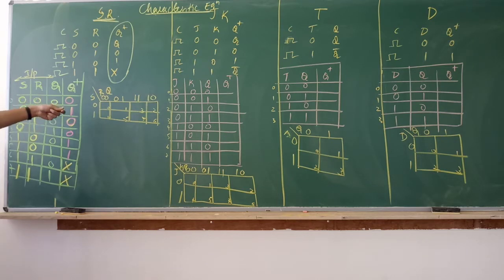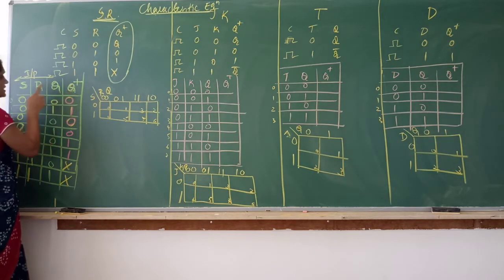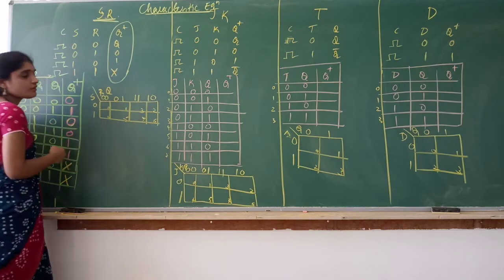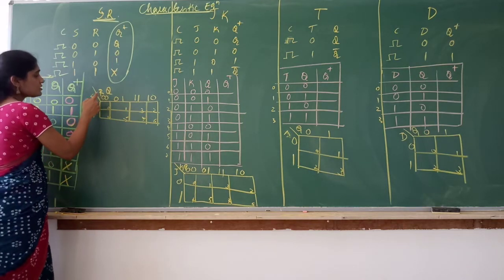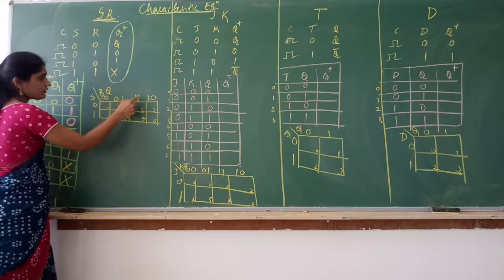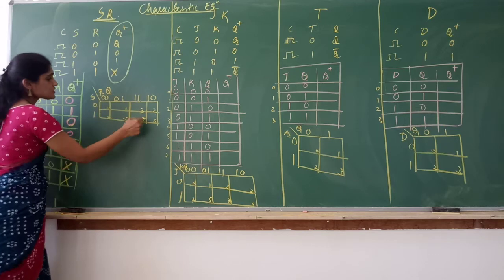This is generally called the truth table when we take up combinational circuits. Now I want to derive an equation for Q plus. What are the inputs? S, R, Q. How many variables? 3 variables. So I'll be using a 3 variable K map, with S, R, Q: 000 is cell 0, 001 is 1, 010 is 2, 011 is 3, 100 is 4, and 5, 6, 7.